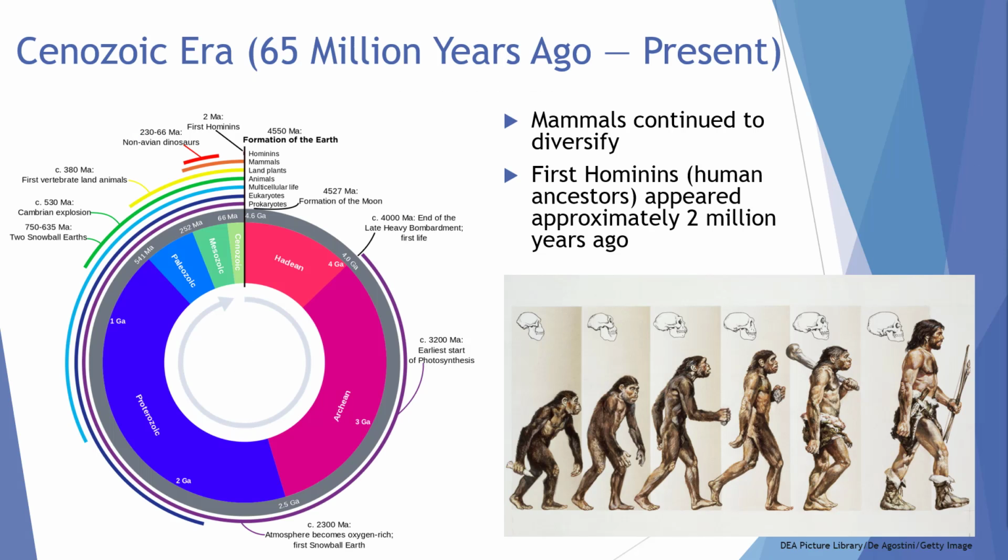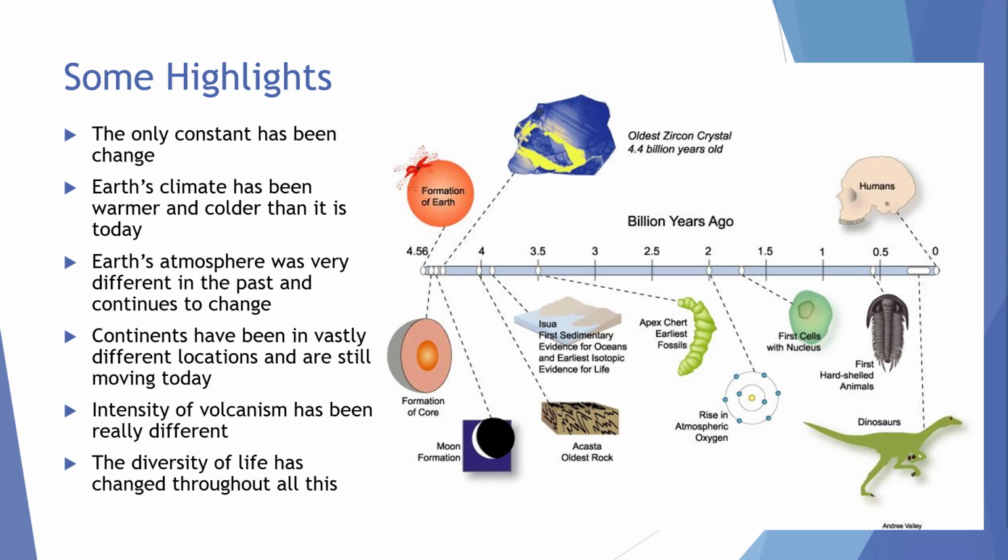Then we go to the Cenozoic era. This was when mammals continued to diversify following that mass extinction event. And the first hominins, which are human ancestors, appeared approximately 2 million years ago. Some highlights from Earth's geologic history are that the only constant has really been change. Earth's climate has been warmer and colder than it is today. Earth's atmosphere was very different in the past and it continues to change today. Continents have been in vastly different locations and are still moving. Volcanic intensity has been really different, and the diversity of life has changed throughout all of this.